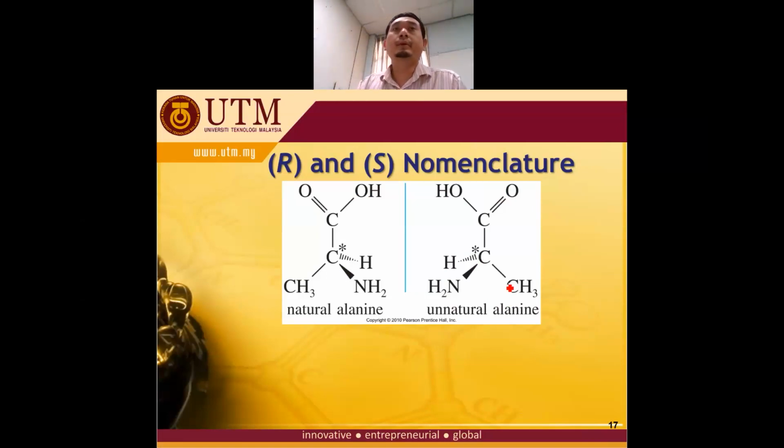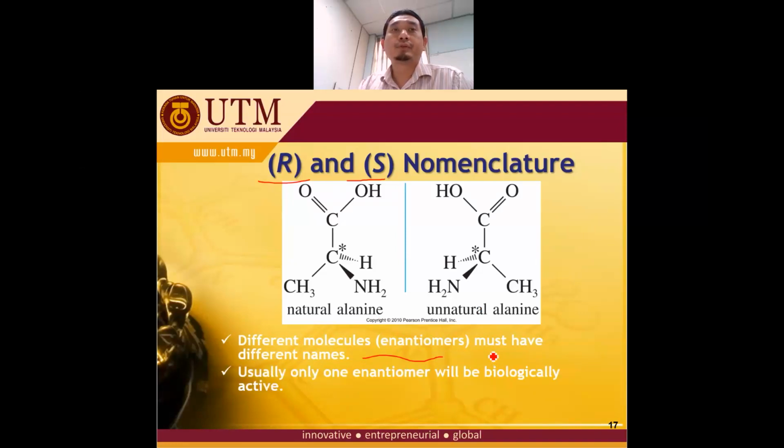I will go for the R and S nomenclature. So we have enantiomers, and we need to name them. We name them using the R and S system. Enantiomers are different molecules with different names, and usually only one enantiomer will be biologically active.